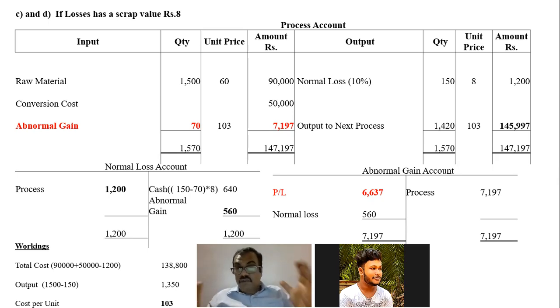So the total cost should have been 138,800, but you are transferring 145,000 something into your finished goods. What does it mean? You inflate your cost of production. What is the reason? Because you were able to produce more than what you expected under normal circumstances. So by adding this into your inventory, you recognize that as an abnormal gain.